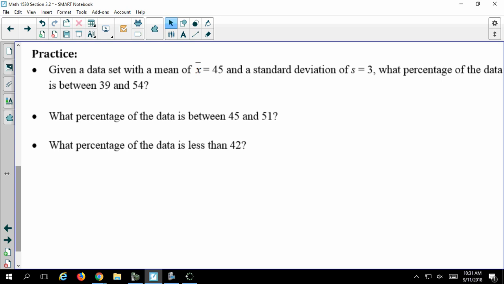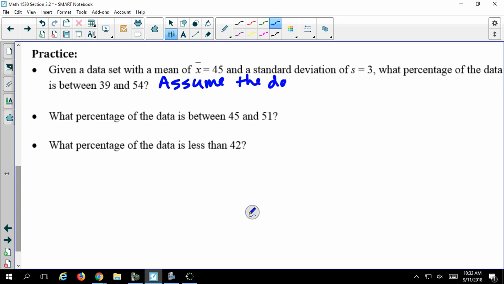It says, given a data set with a mean of 45 and a standard deviation of 3, what percentage of the data is between 39 and 54? We need to add something here. Assume the data is normally distributed. We have to have a normal distribution for this thing to work. We have to have that bell-shaped curve for all those percentages to work out. And just remember that those percentages are approximations. Okay, they're not exact. It's our best guess here.